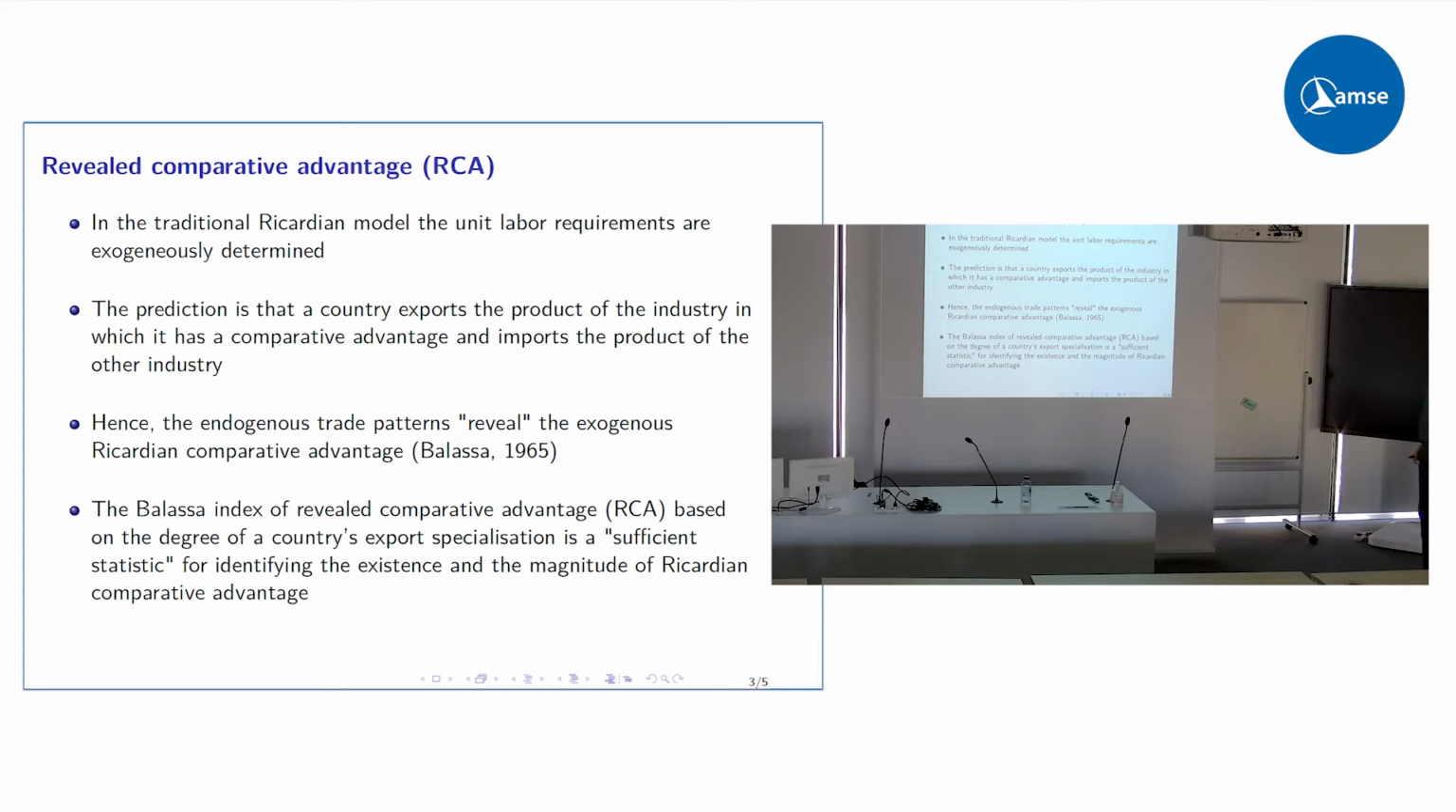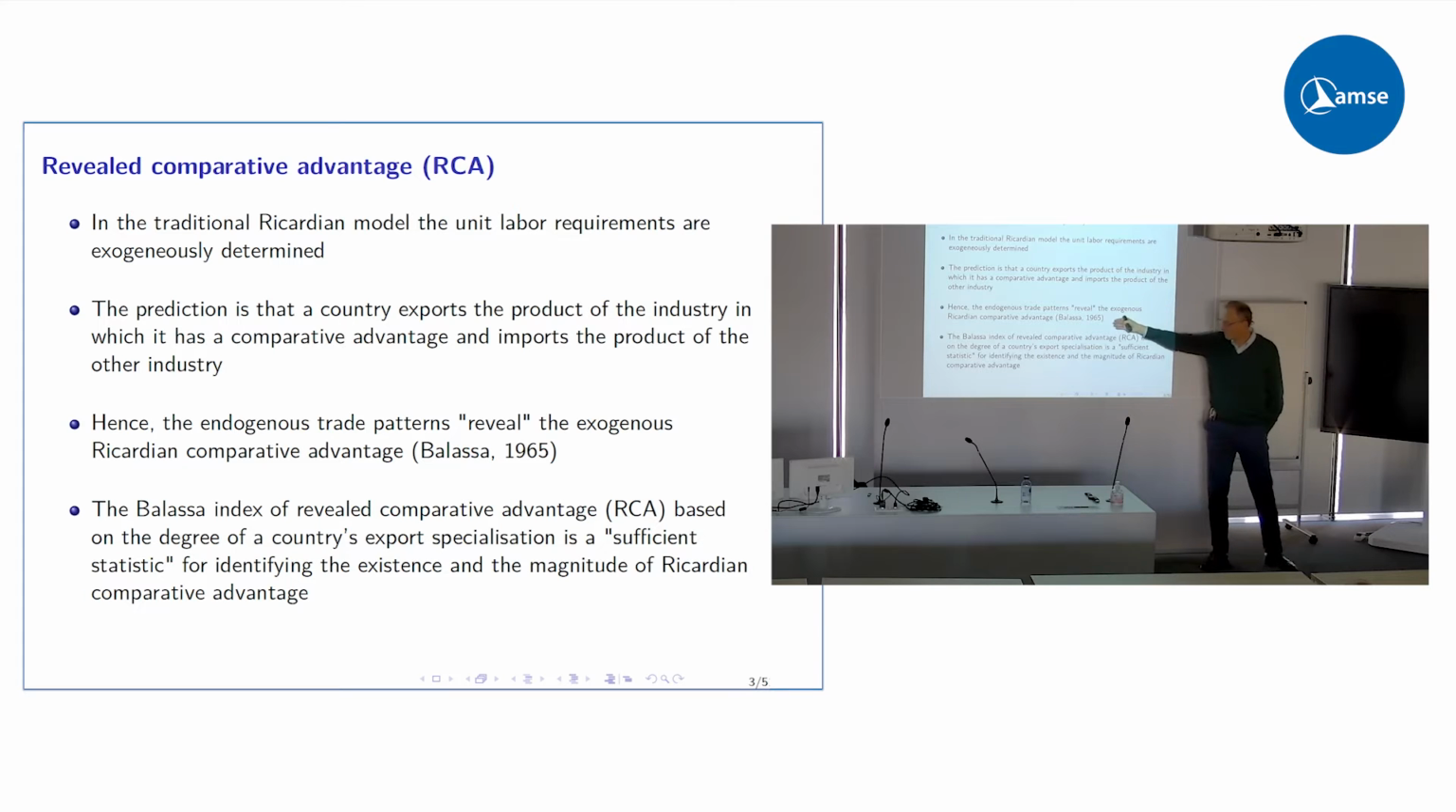In the traditional Ricardian model, these unit labor requirements, which are essentially the inverse of total factor productivity, are exogenous determinants. So these are exogenous numbers. And the prediction of these models is straightforward: a country is going to export the product in the industry in which it has a comparative advantage and import the other product. Now, revealed comparative advantage comes in. The four magic numbers are very difficult to get hold of.